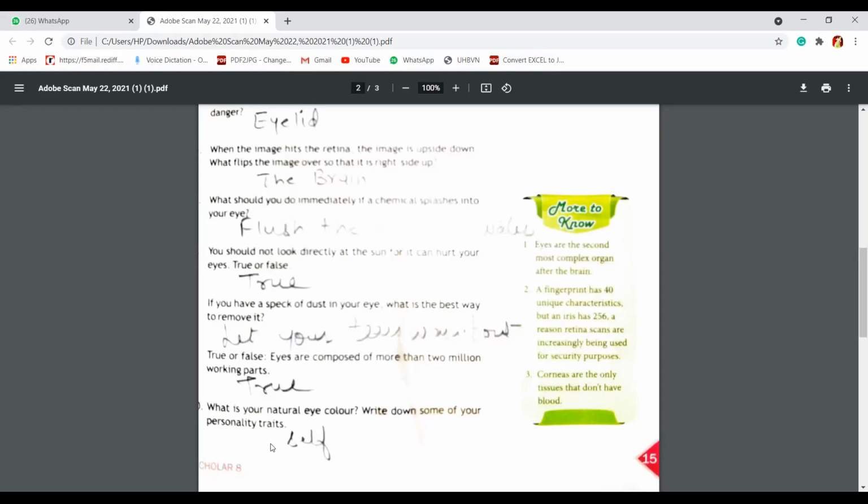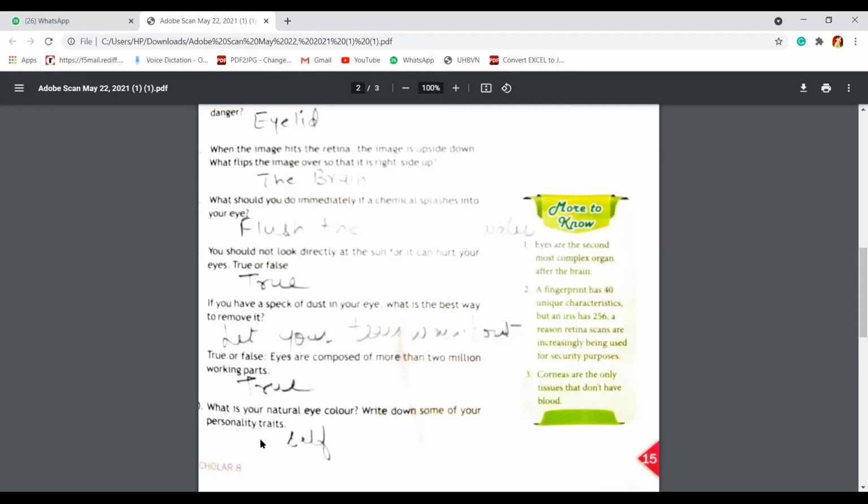What is the natural color of the eye? Write down some of your personality traits and identify yourself. It is a self-identifying question. You have to write the color of your eyes, and the details of the color with its personality are given to you, and you have to write that personality also.